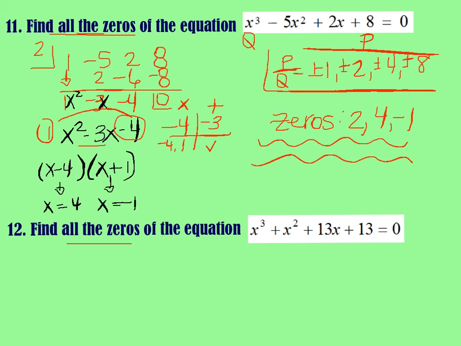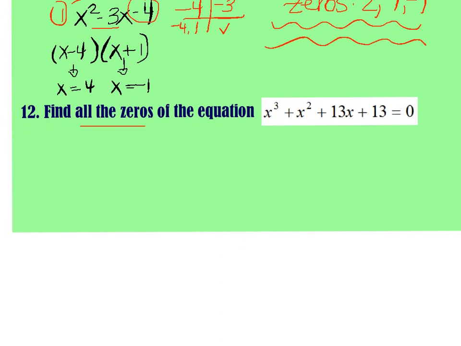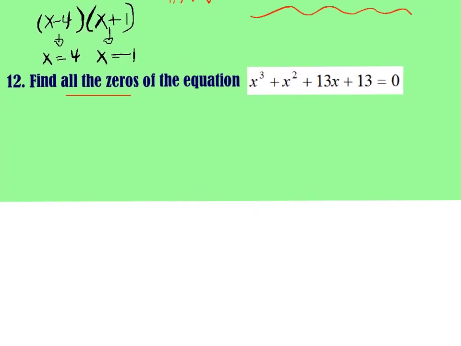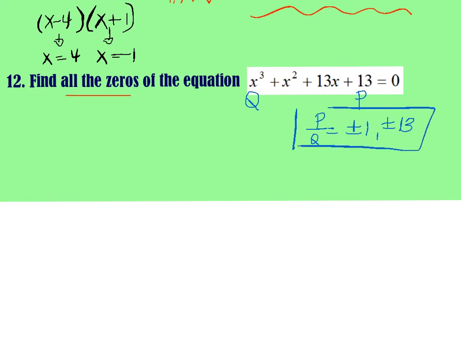Alright, let's look at number 12. Number 12, we're doing exactly the same thing. So here, my p is 13, my q is 1. So factors of p are plus or minus 1, plus or minus 13, and divided by 1, it stays the same. So these are my possible roots that I could choose from.